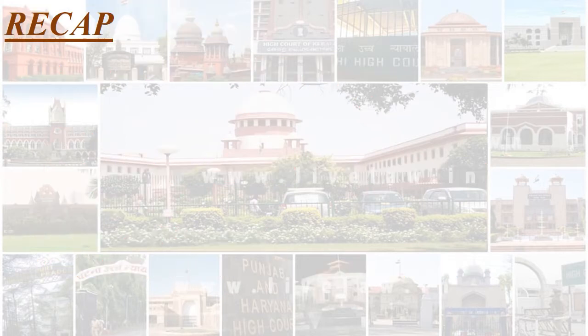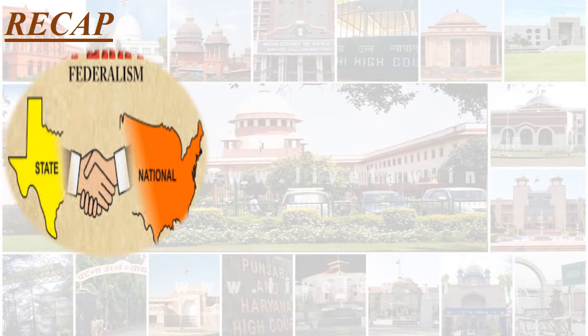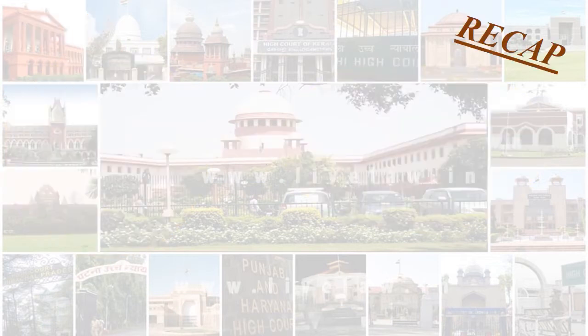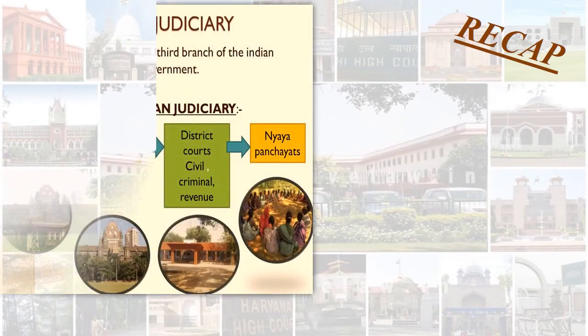Before moving to part 2, I'll give a quick recap of part 1, where I explained federalism. While the legislature and the executive in India are organized on federal lines, that is at two levels, one at the center and the other in the states, the Constitution has provided for the setting up of a single integrated system of courts to administer both union and state laws. The judiciary forms a third branch of the government, the other two being legislature and executive. The Indian judiciary is organized in hierarchical form with the Supreme Court at its apex.